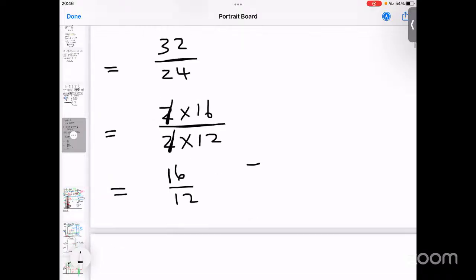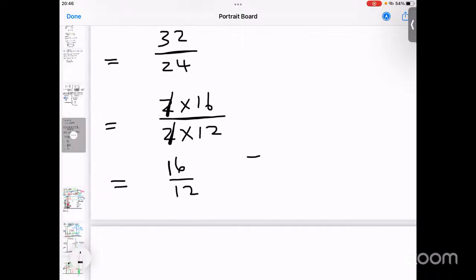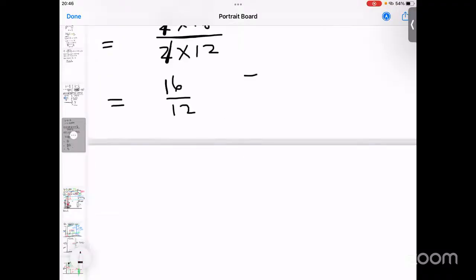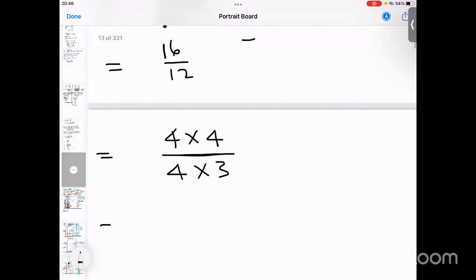I'm just hoping that what I'm doing there is correct. So what about 16? I think 16 is 4 times 4. Yes. What about 12? It's 4 times 3. Yes, I think so. And then that cancels with that. You end up having 4 over 3.